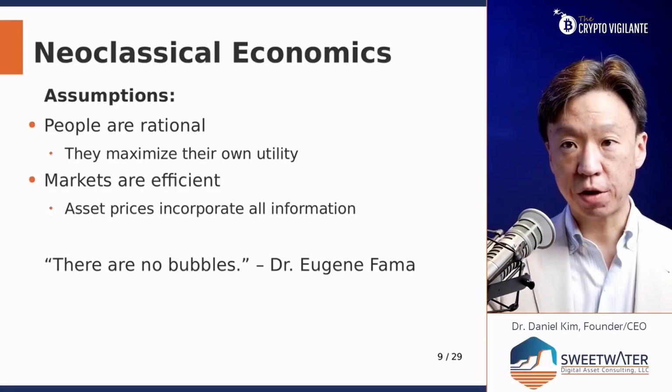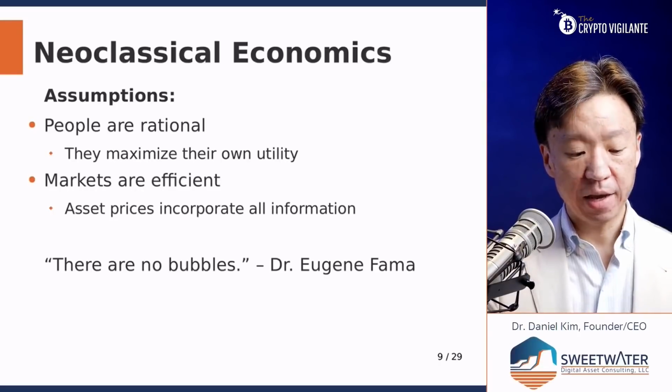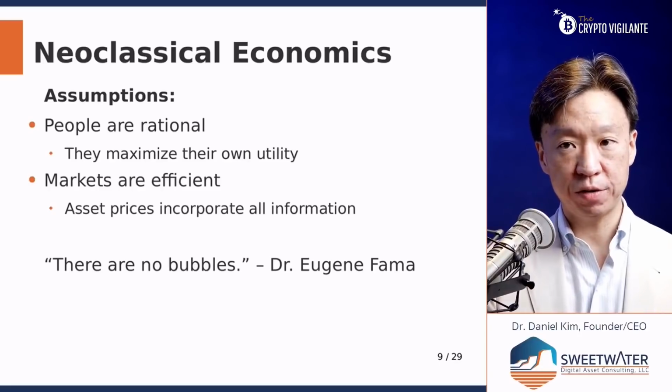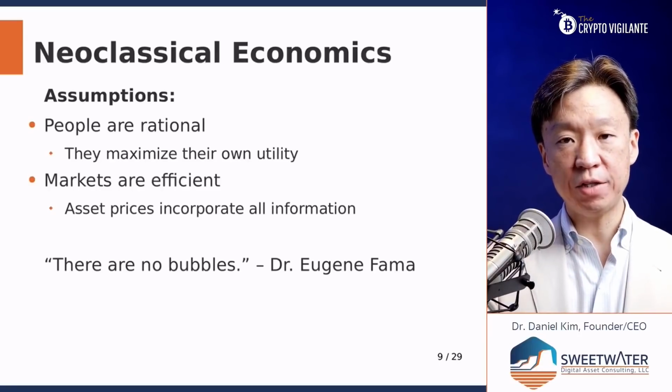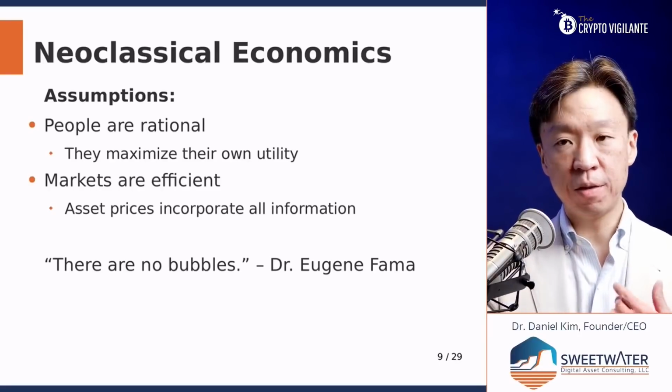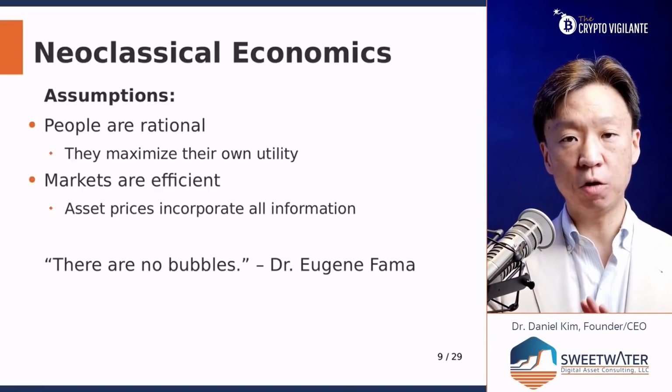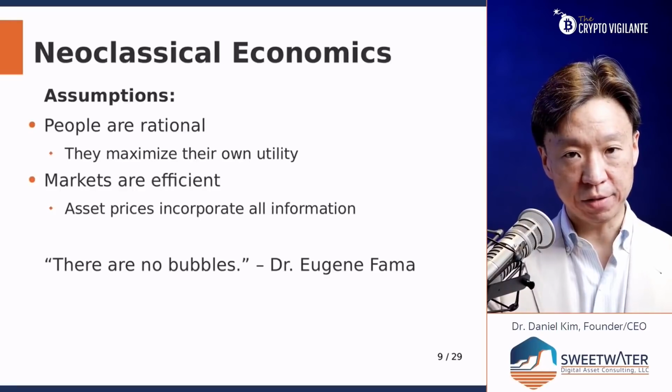Second is that markets are efficient. And what that means is that all of the information about any given asset is encoded into the price. And so there's no way to game the system at all. The market price of every asset is always the correct price that incorporates all known information about that asset.